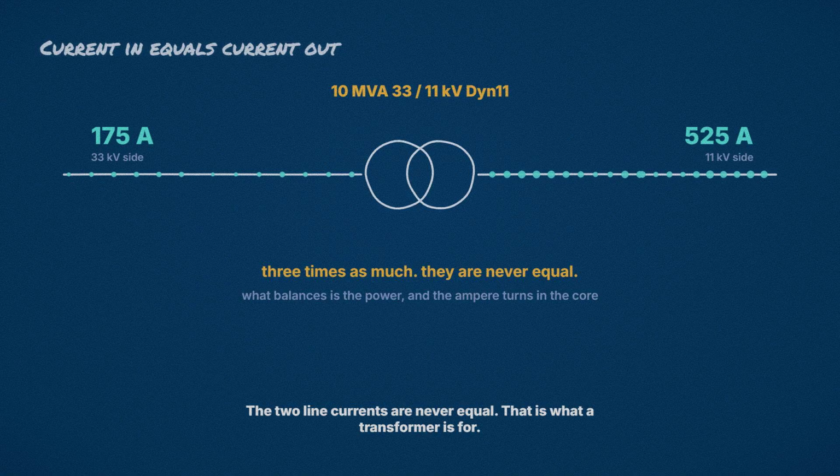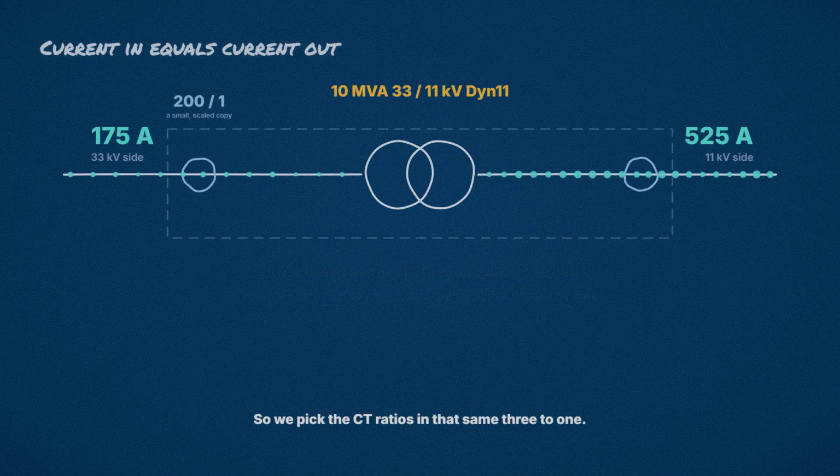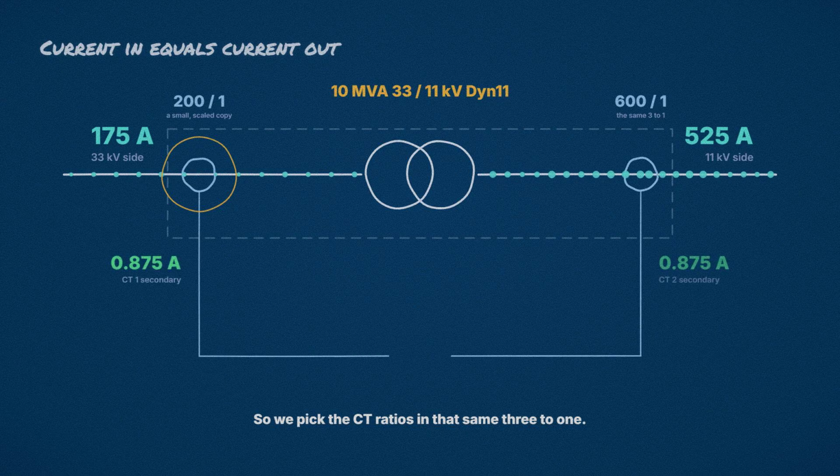What balances is the power and the ampere turns in the core. So we pick the current transformer ratios in that same 3:1. A current transformer is a device that makes a small, scaled copy of the large primary current. 200:1 on the high side, 600:1 on the low side. Now both of them hand the relay the same value.